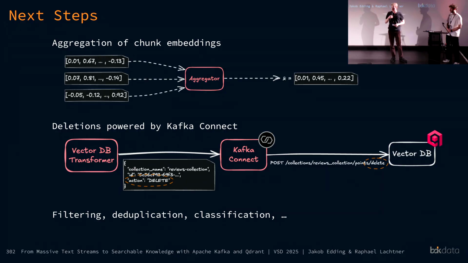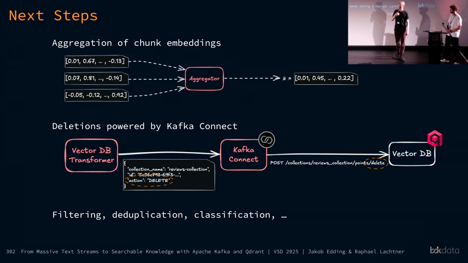To quickly give you a peek into our next steps that we want to do in our project, one thing is the aggregation of chunk embeddings of single text fields. So when we have a very long text, we want to aggregate the embeddings of the separate chunks of that text so that we don't have to store quite as many vectors in Qdrant and use a lot of resources with that, but still have a reasonably good representation of this long text in Qdrant.